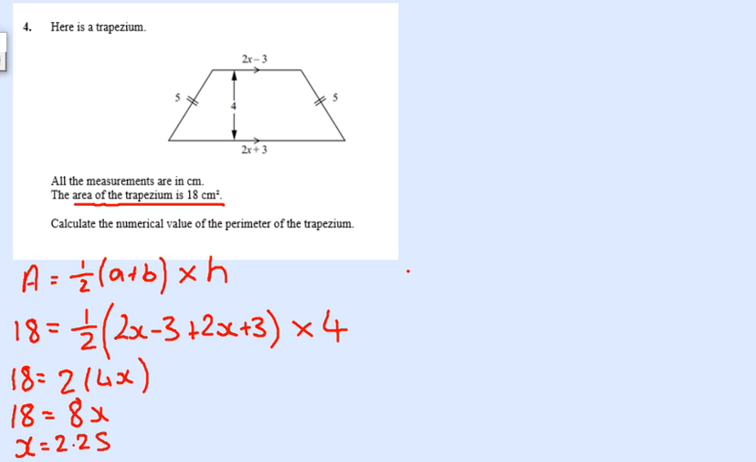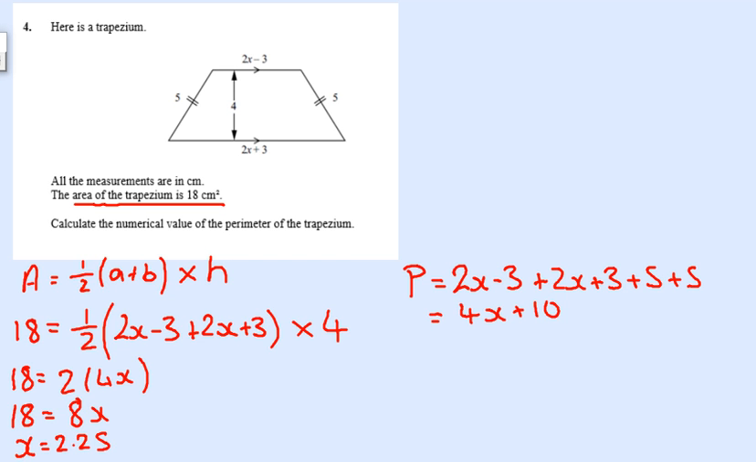So then for the perimeter, you get that by adding all the sides of the shape together. So you've got 2x take 3, added to 2x add 3, add 5, add 5. Simplify this, gets you 4x, add 10. If you substitute in your value of x, you end up with 4 lots of 2.25 add 10, which is 19.